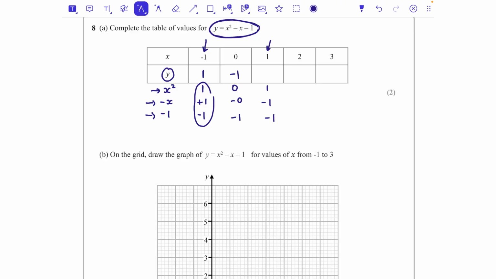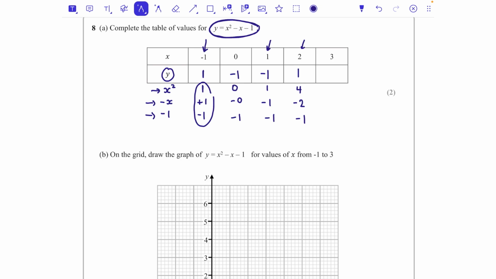1 take away 1 is 0. Take away another 1 is minus 1. For the next one, I've got 2 squared, which is 4. Take away that 2, and then take away the extra 1. 4 take away 2 is 2. Take away 1 is 1. A lot of ones at play here.